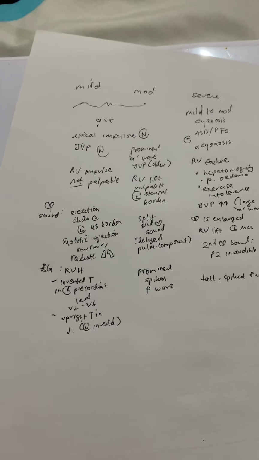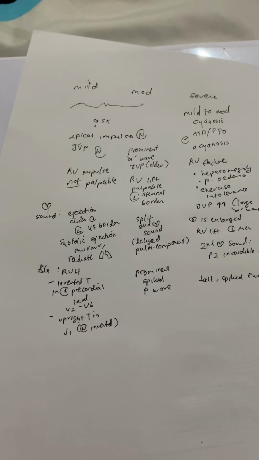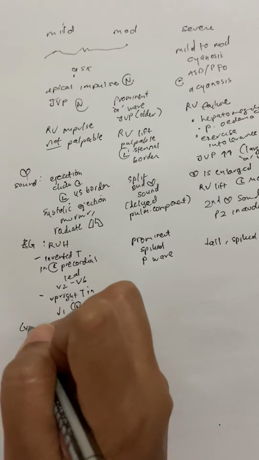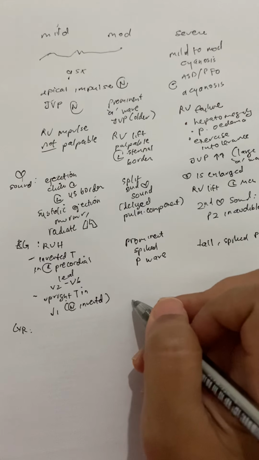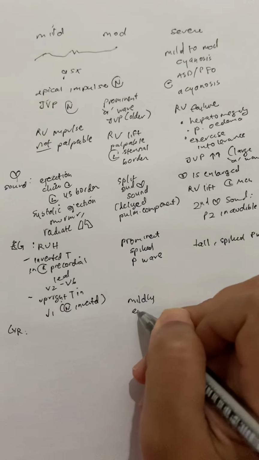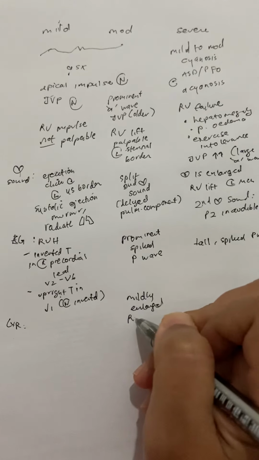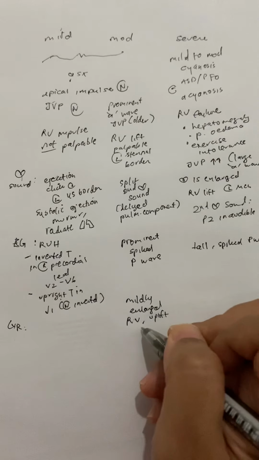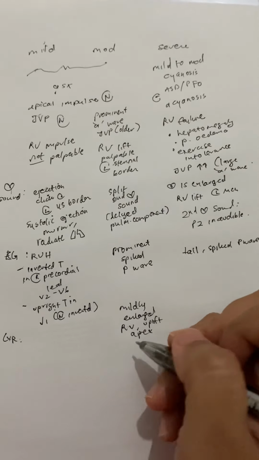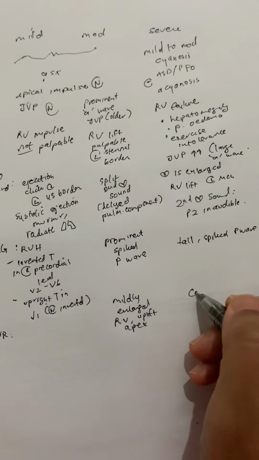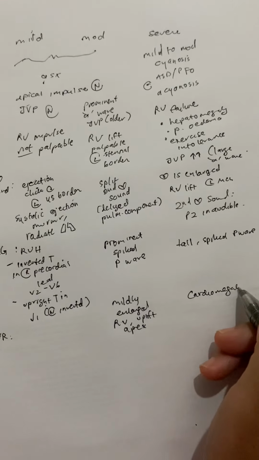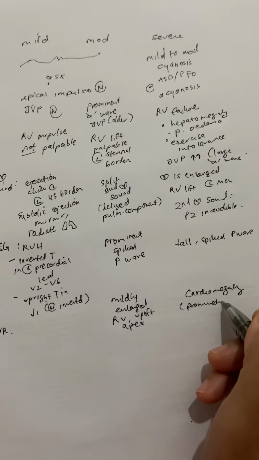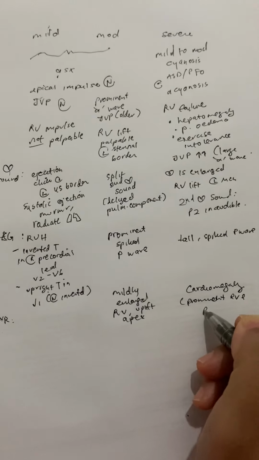For the chest X-ray, in moderate stenosis, there will be a mildly enlarged right ventricle which uplifts the apex. So here there will be cardiomegaly, with a prominent right ventricle and right atrium.